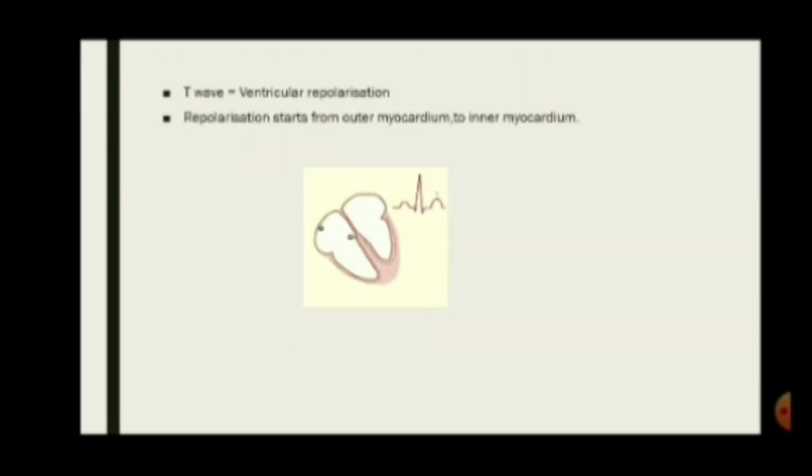The T wave represents the ventricular repolarization. Repolarization will start from the outer myocardium to the inner myocardium. When a cell repolarizes, the inside of the cell becomes negative. So, in this phase, all the negative charges will move towards the right arm. When negative charges move towards the negative electrode, a positive deflection is seen. Hence, T wave is formed.